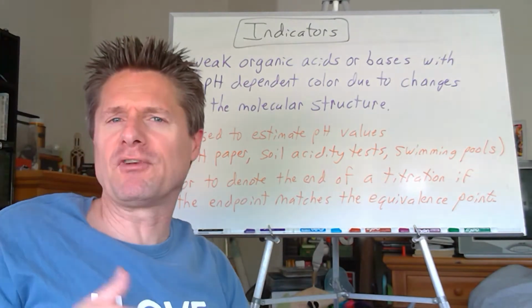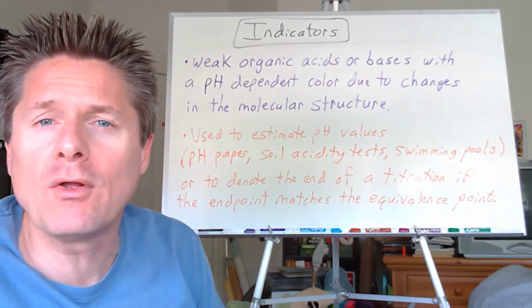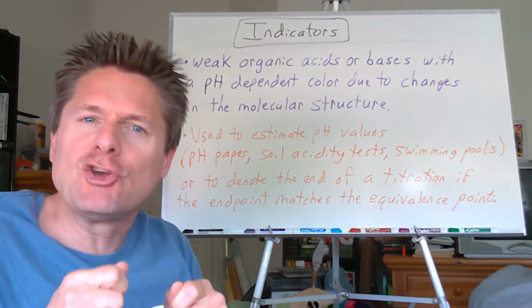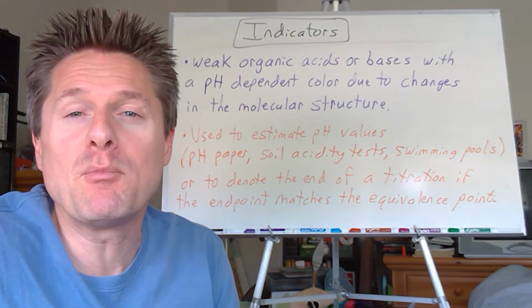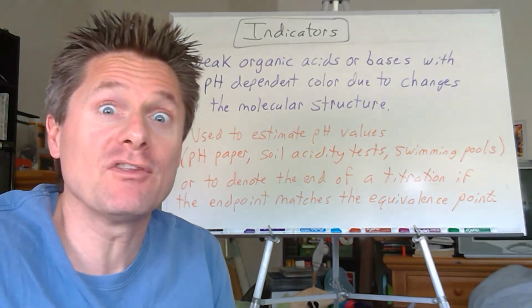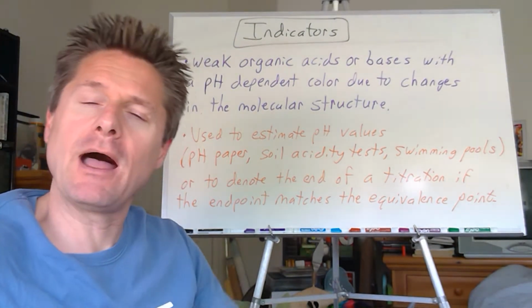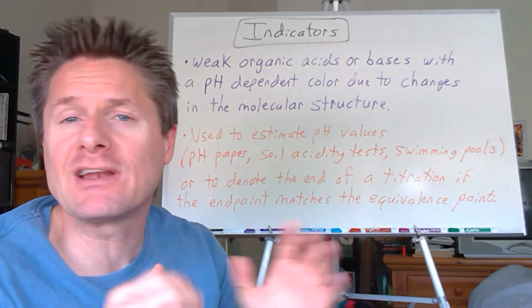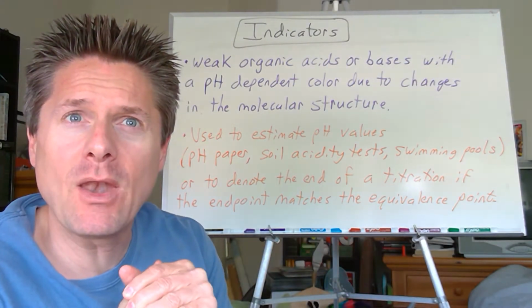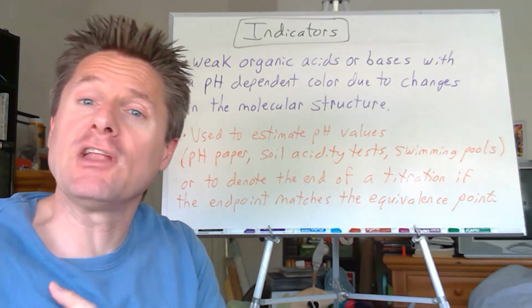Sometimes you'll see little strips for testing swimming pools or soil acidity. So lots of good use for indicators. But for us right now, we're just going to use those to find an endpoint that hopefully matches the equivalence point of our titration. So let me show you some quick structures of phenolphthalein, kind of why its structure changes in acidic versus basic solution, and then how to utilize these color changes to our advantage.